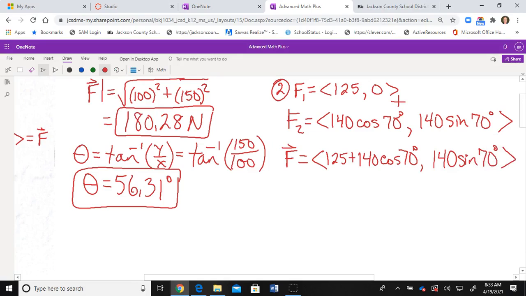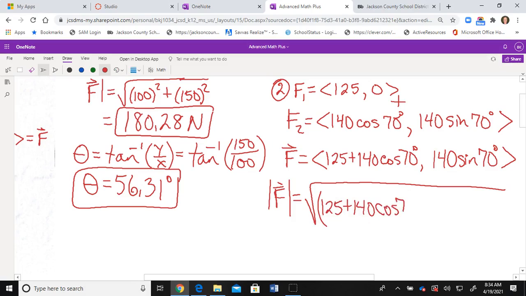And again, I'm adding x's to x's and y's to y's. Everybody good? Okay. There's my force. And now you find the magnitude of it. Please be careful putting all this in your calculator. When you put this in your calculator, you're probably going to have to add a second parentheses after that 70, okay? Because the calculator is going to open one up for you. Plus 140 sine of 70 degrees squared as well.